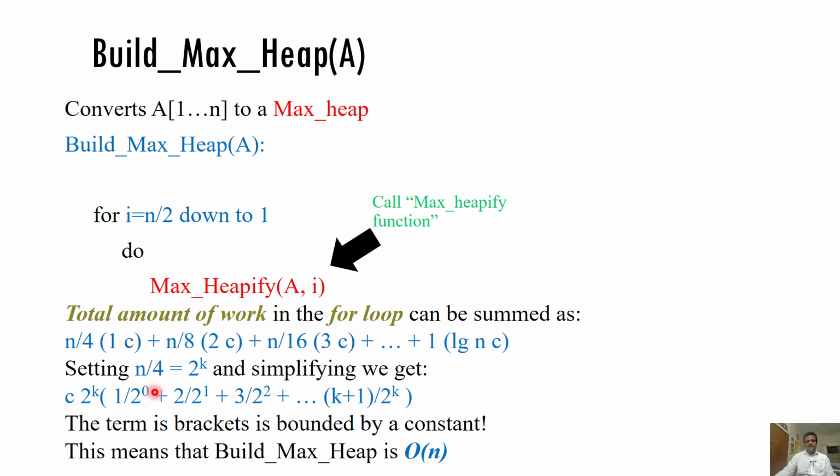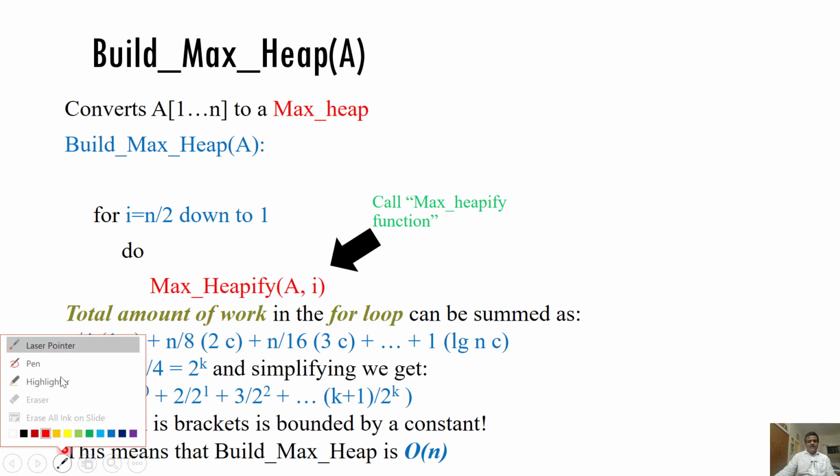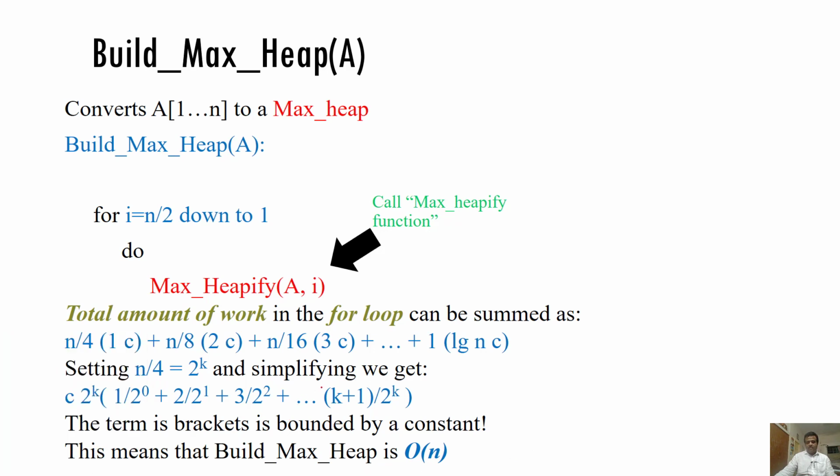If you simplify this, if we put n by 4 equal to 2 to the power k, then the time complexity will be this expression, and this sum is bounded by a constant. So, this is basically 2 to the power k, which is bounded. So, it is basically order of n. So, max heapify is an order of n algorithm.